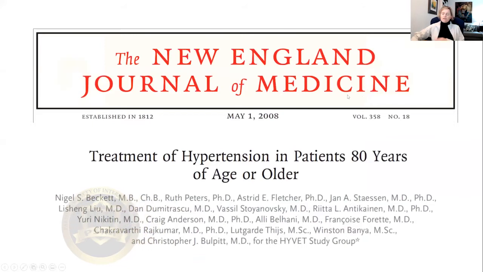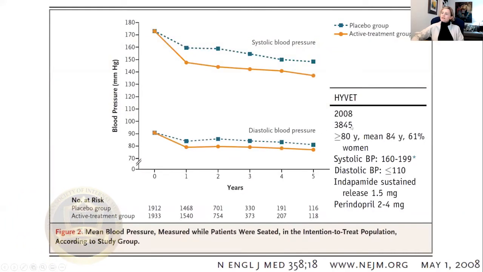If we just focus on the HYVET trial as the most recent one, which was published in 2008, you can clearly see they included 3,800 participants older than 80 years, and they had a high systolic, 160 or higher, and the diastolic was actually a bit higher than usually, less than 110. And so they gave them indapamide, and then add-on therapy was perindopril.